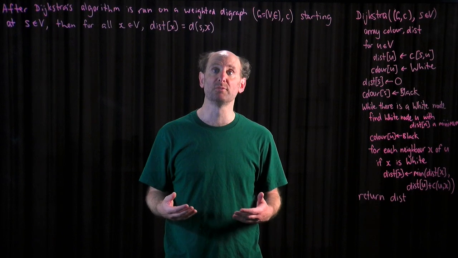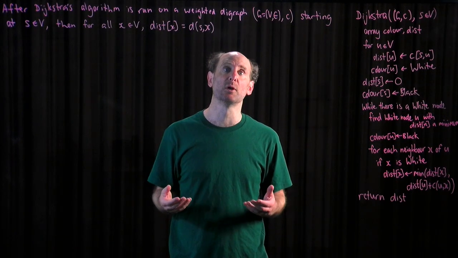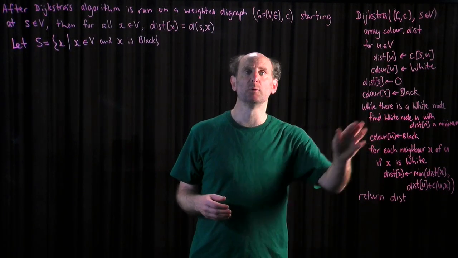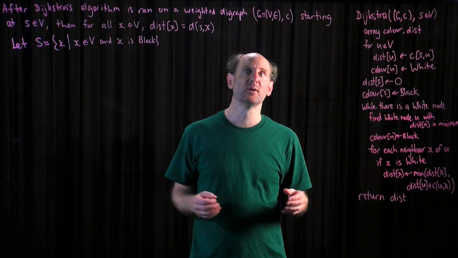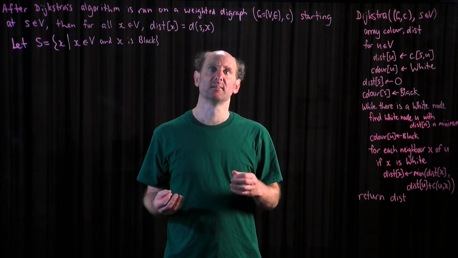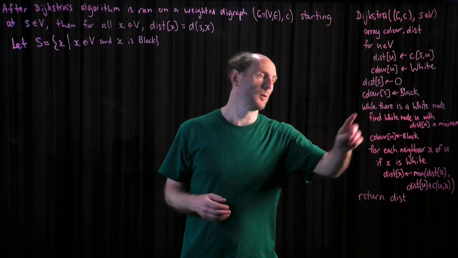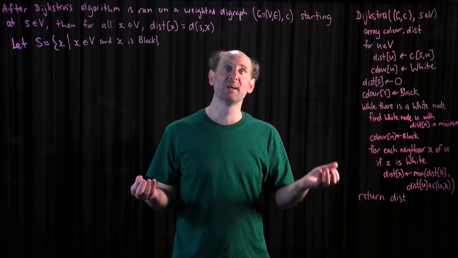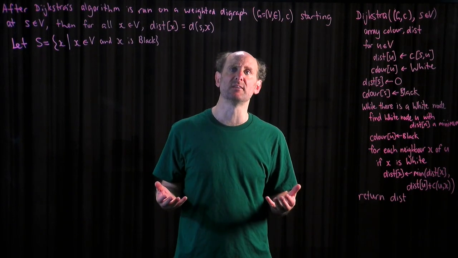To help in proving this, we'll introduce the set S, which contains all nodes that have turned black. Then we want to show that at the top of the while loop, for all X in S, that is for all black nodes, our result holds, so that dist X is just the distance from the source to X. By the time we've been through the while loop n times, S will be V, and the result will be proven. So we'll use induction on the size of S.